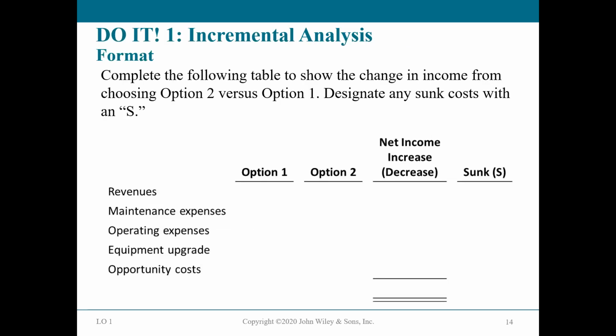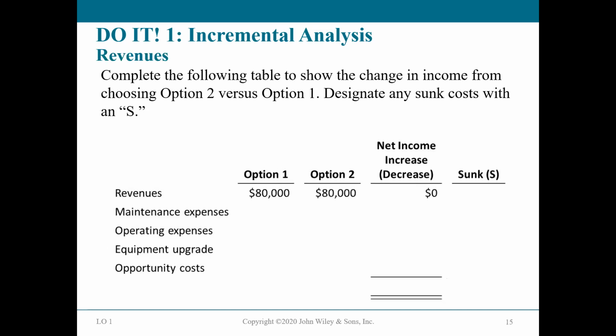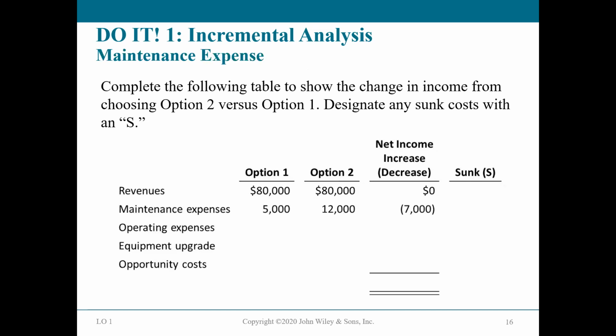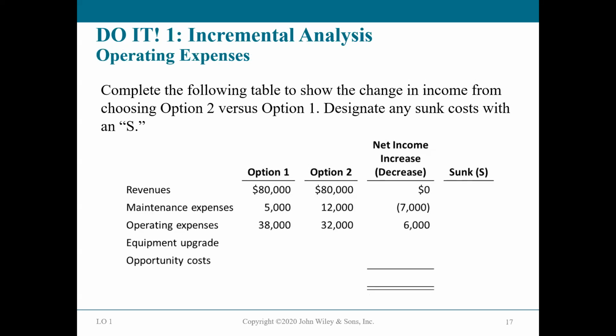So we've got this little table set up here under option 1, option 2. Is it an impact on the net income? And is it sunk? So we'll look at revenues, expenses, both maintenance and operating, our equipment upgrade that we talked about, and our opportunity costs. In both scenarios, we have revenues of $80,000. There's no impact to net income because the revenues are the same in both situations. Looking at maintenance expenses, option 2 costs us more. So therefore, it's a decrease compared to option 1 of 7,000. Operating expenses, 38 and 32, it's an increase to net income of 6,000. So far, it's a decrease of 1,000.